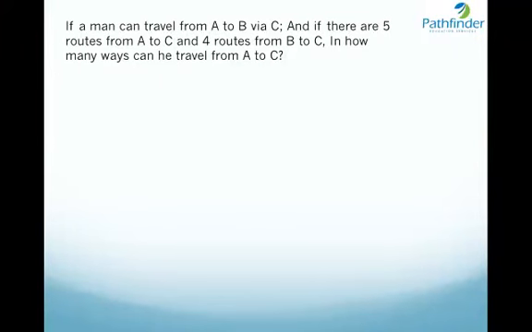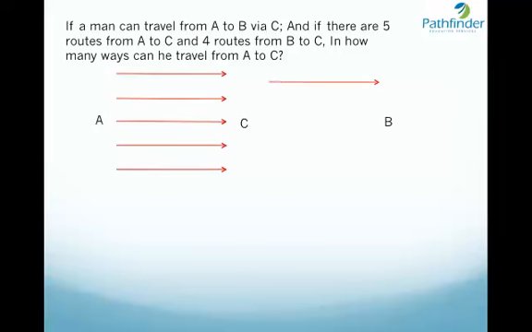If a man can travel from A to B via C, and if there are 5 routes from A to C and 4 routes from C to B, in how many ways can he travel from A to B? Let us draw a schematic representation first. We have A, we have C, and we have B. The man has to travel from A to B via C. How many routes are there? There are 5 routes from A to C and there are 4 routes from C to B.